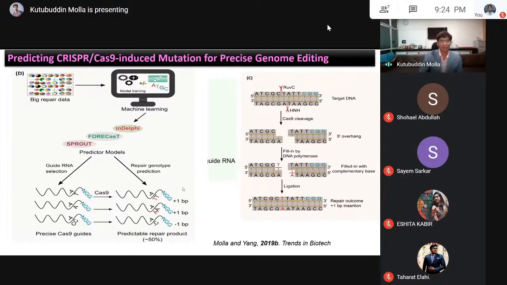editing. To give you a simple example, suppose this is the PAM sequence and this is the 20 base pair target sequence. If you have a T at the 4th position, then this guide would more likely produce another T inserted. So a single base pair insertion would happen if the 4th base of your guide is a T. If you have a double C at -4 and -5 position, then it is likely that you would lose one C, so one C would be deleted. So this kind of prediction could be done with machine learning.